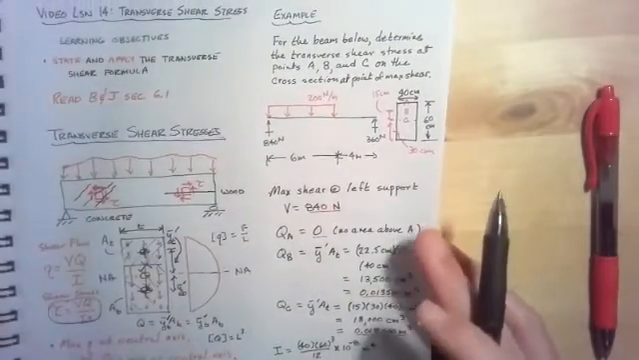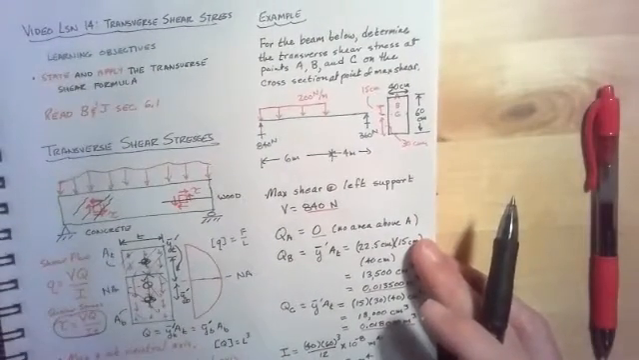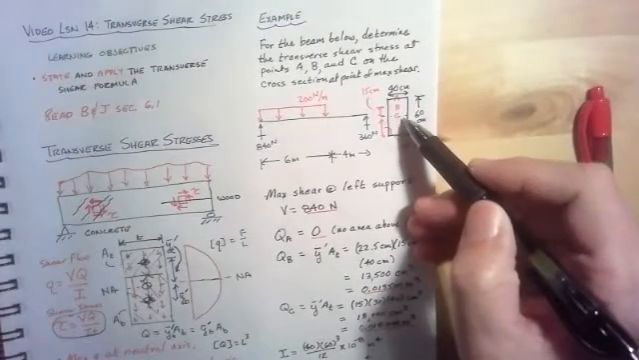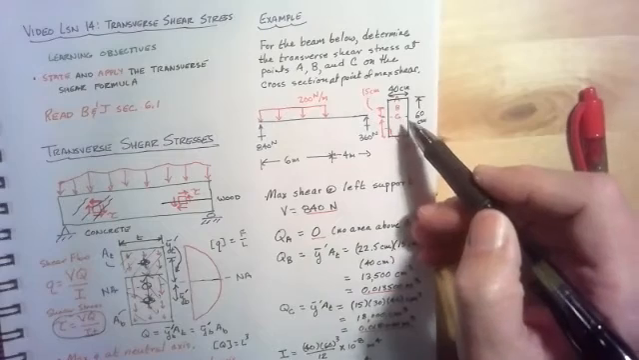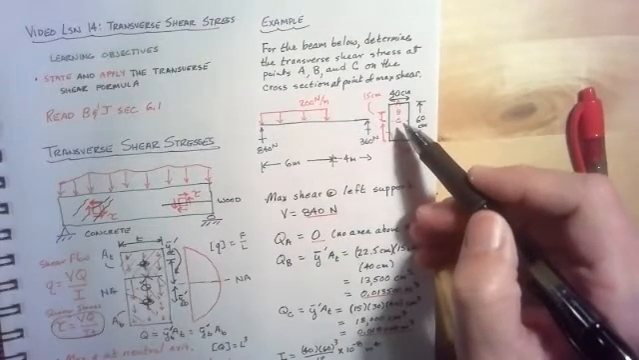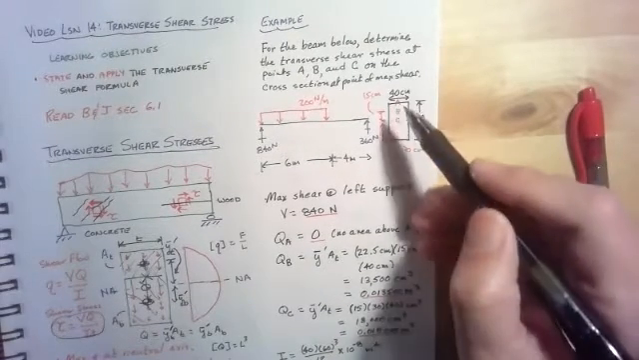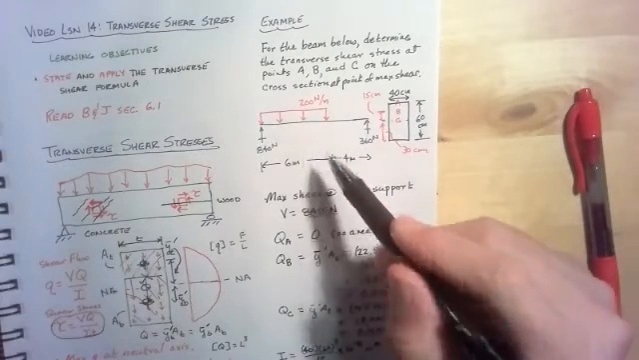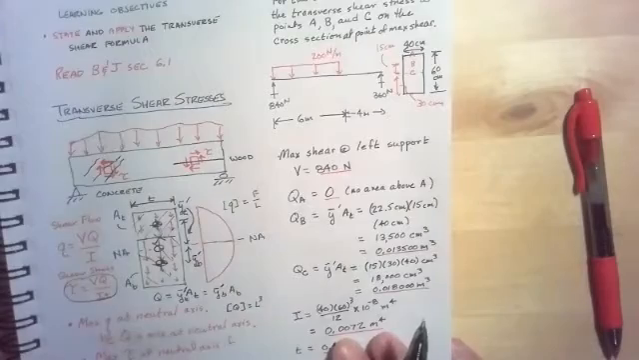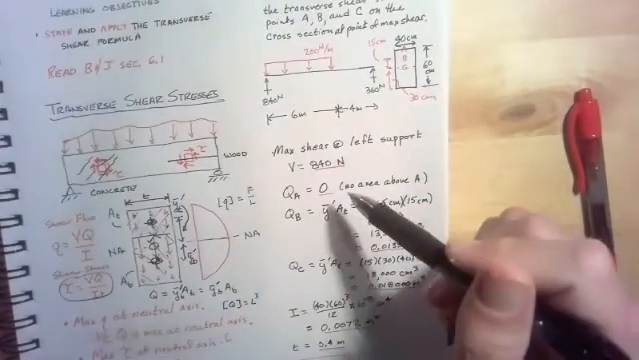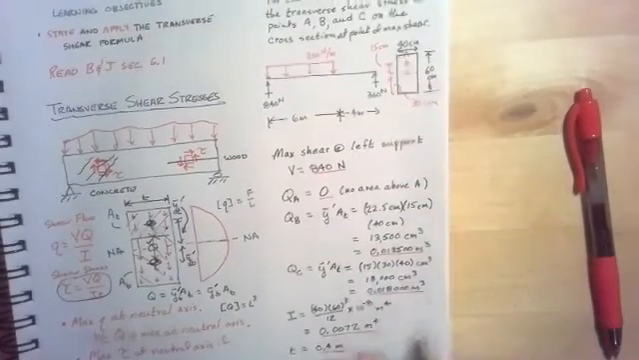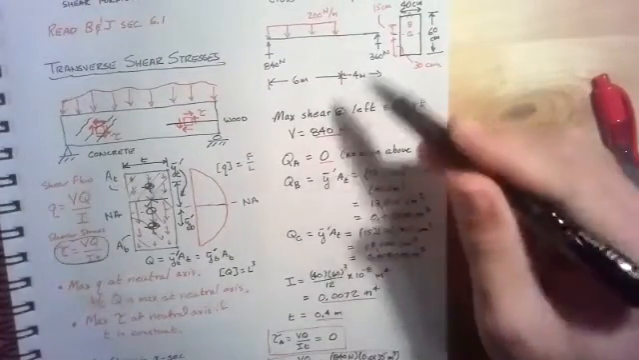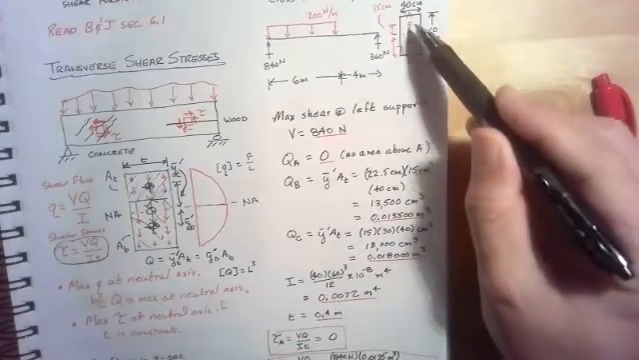So for the beam below, I'd like to determine the transverse shear stress at the points A, B, and C on the cross section. C is at the neutral axis or at the centroid. B is halfway between the centroid and the top of the beam, and A is the very tip top of the beam. And the maximum shear in the beam is going to occur at the left support. It is 840 newtons.